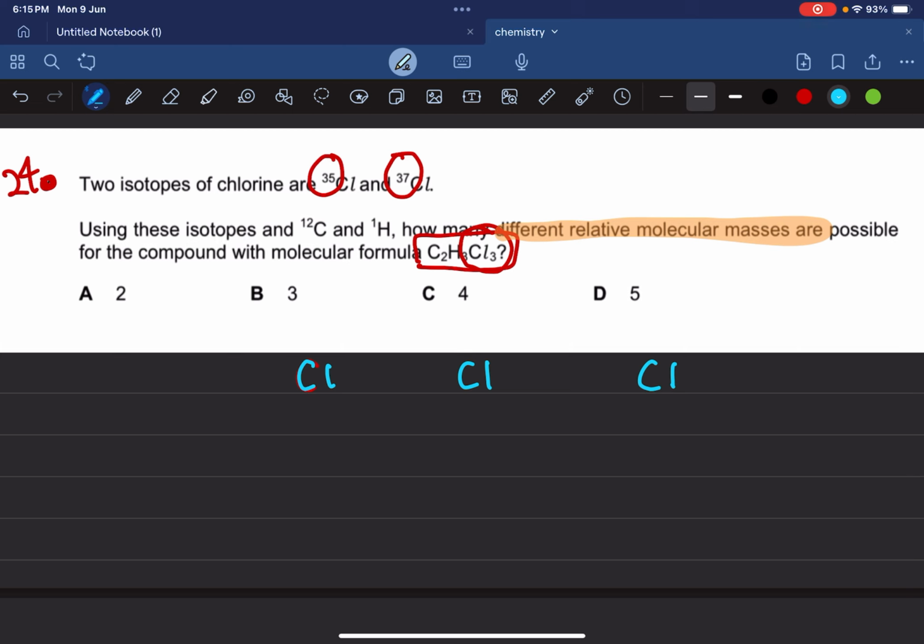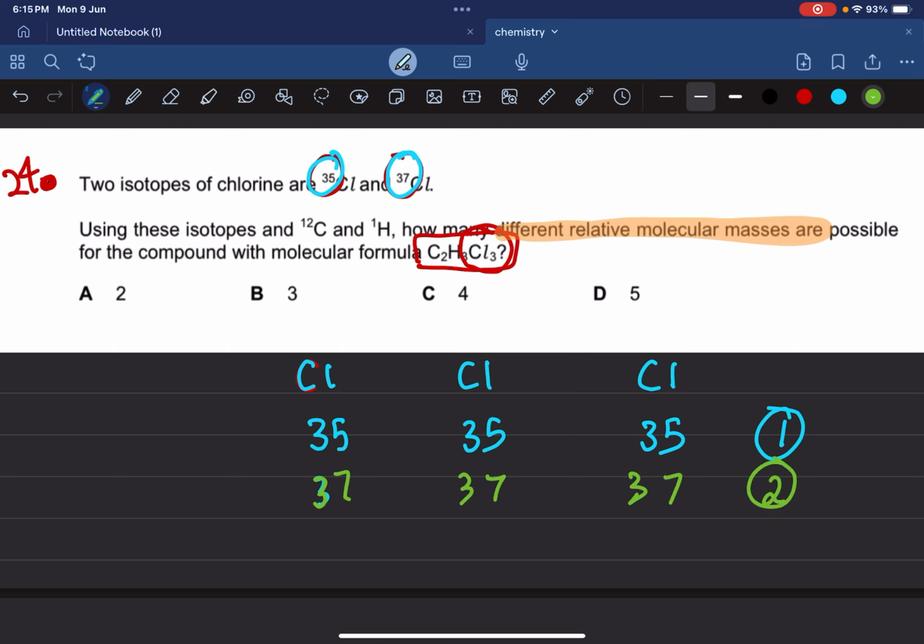First thing I'm going to do, I'm going to take all 3 chlorines of relative mass of 35. All 3 of 35. One combination successfully created. Other combination I can think of, I will take all with the mass of 37. That's another good combination. 37, 37, and 37. I've successfully created 2 different combinations.